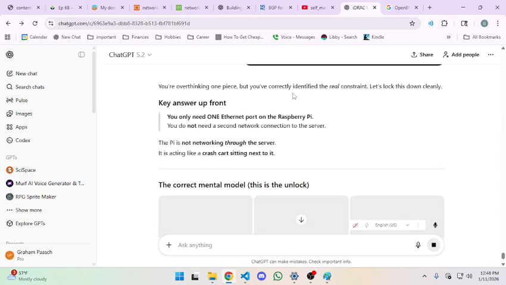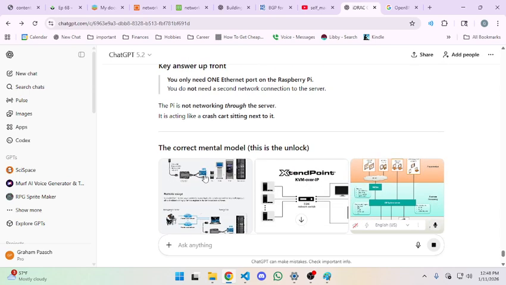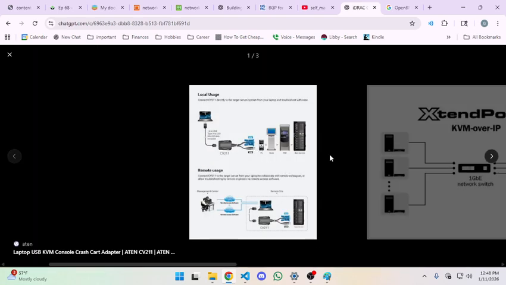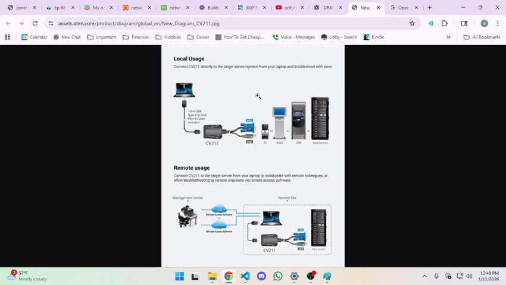Overthinking one piece. Okay, we don't need a second one. Okay, so here we go. It's not networking through the server. It's like a crash card. Oh, I see. Oh, okay. That makes sense. So we're not going to plug Ethernet into the server. We're going to plug Ethernet into the switch so that the Pi's on the local area network, and then we're going to plug console and USB into the server. Gotcha. Wow, this is really good.